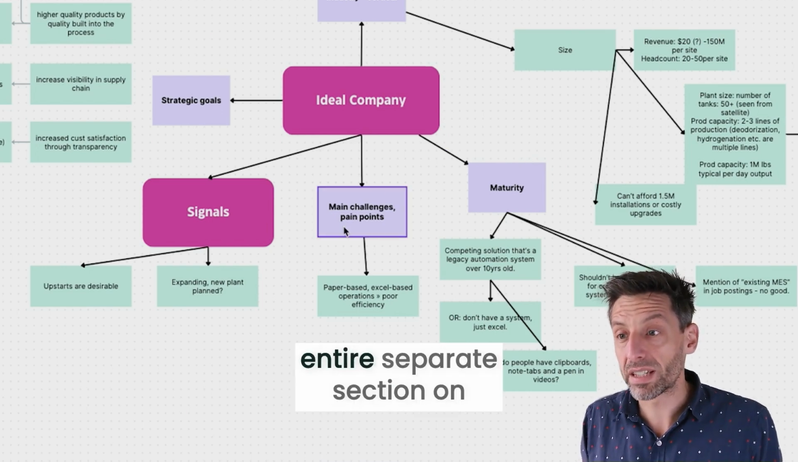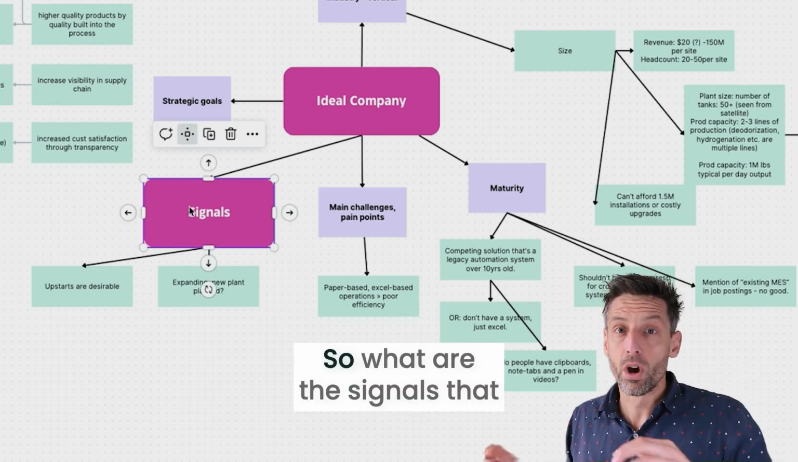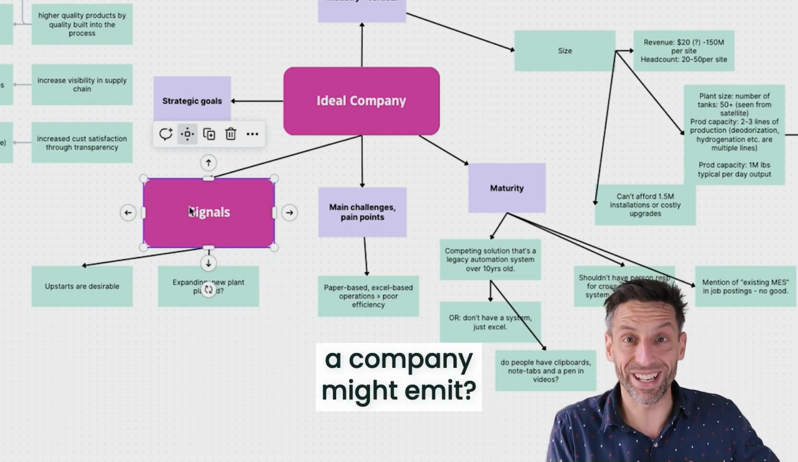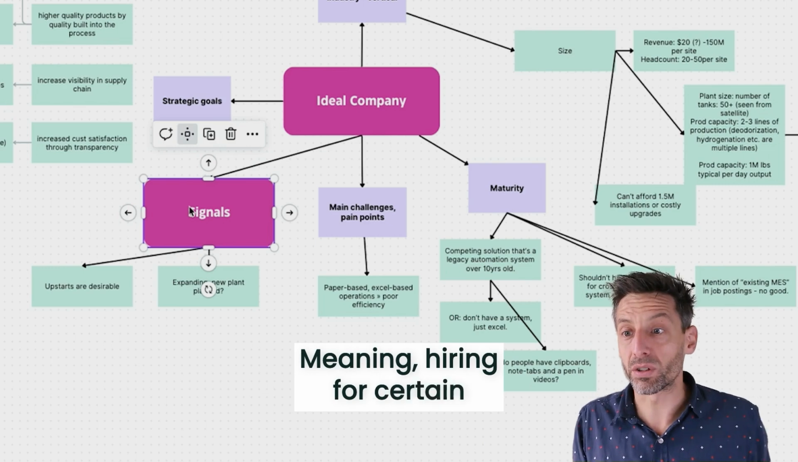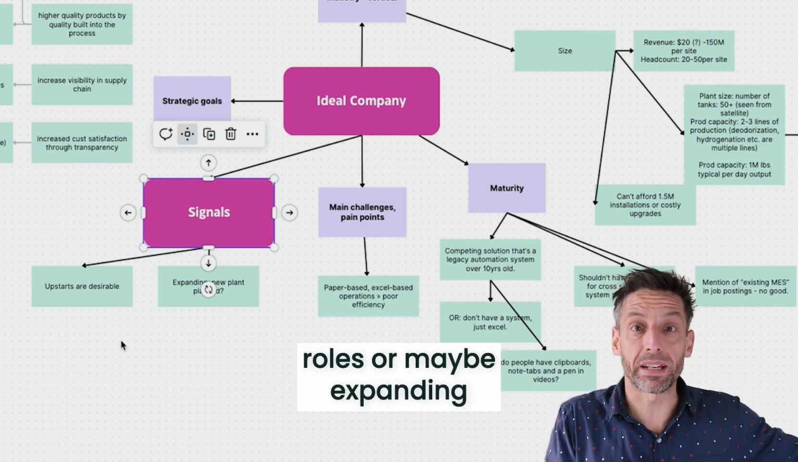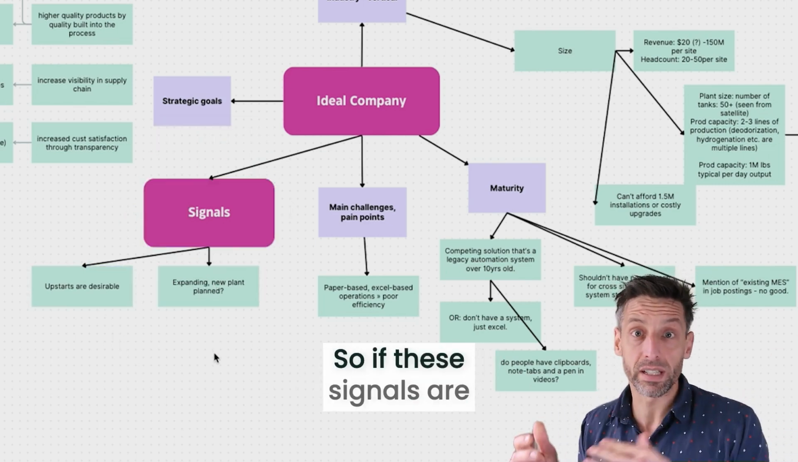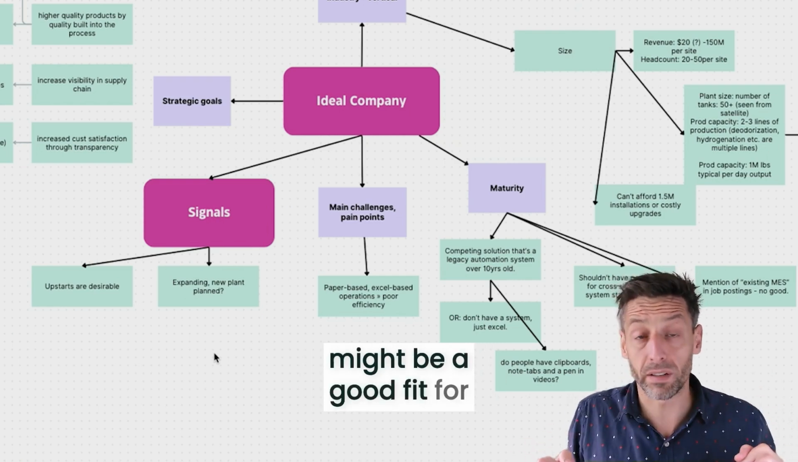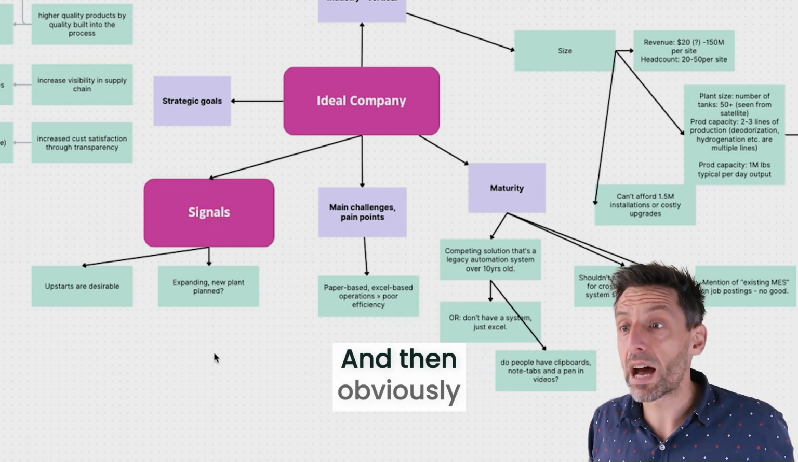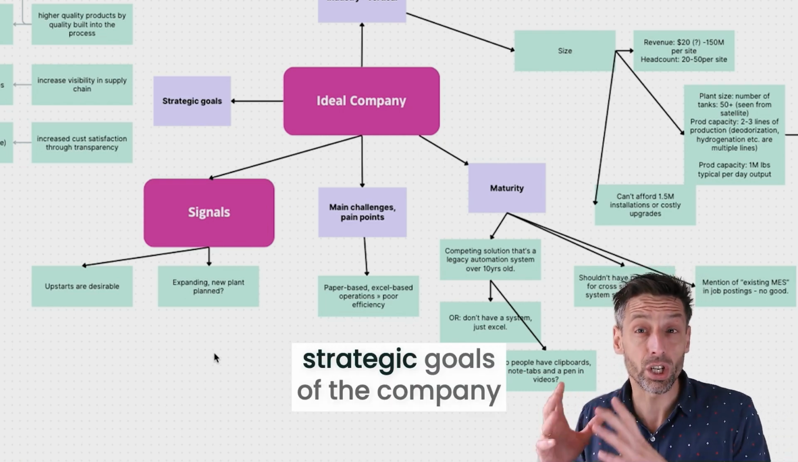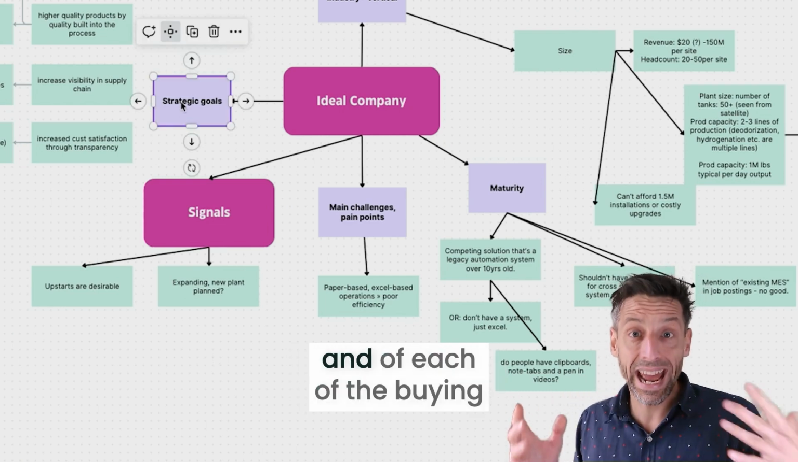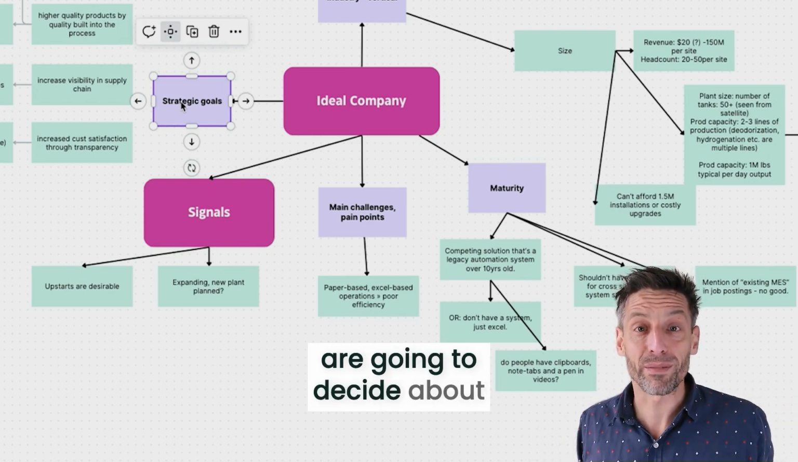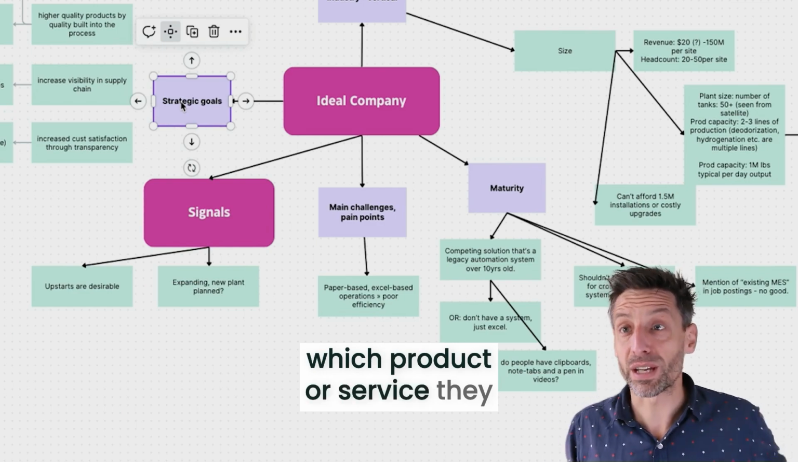And then here we have an entire separate section on signals. So what are the signals that a company might emit, meaning hiring for certain roles or maybe expanding to another geography? If these signals are relevant, then you'll know that these companies might be a good fit for your product or service. And then obviously you want to understand the strategic goals of the company and of each of the buying committee members who are going to decide which product or service they will purchase.